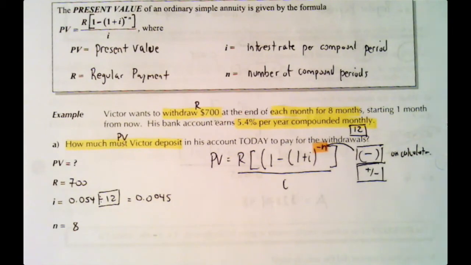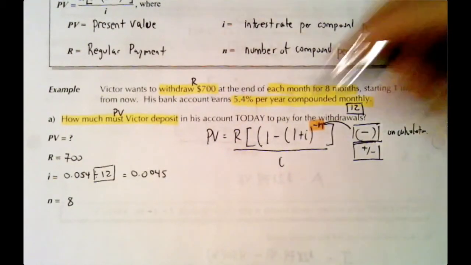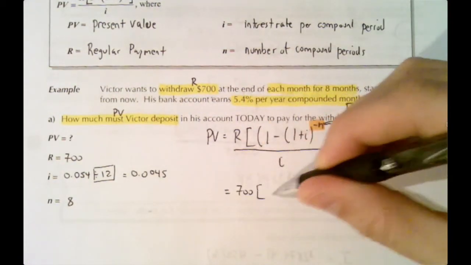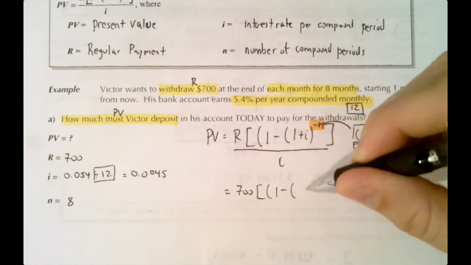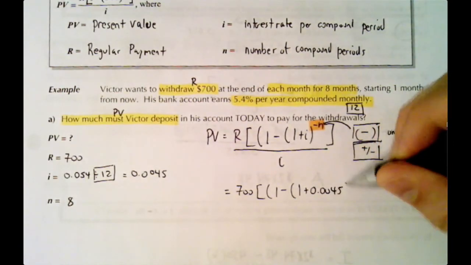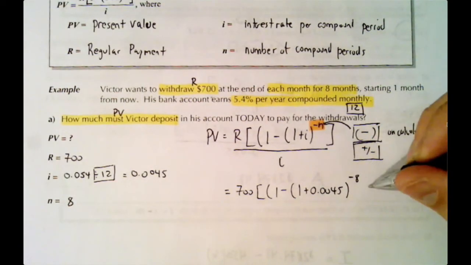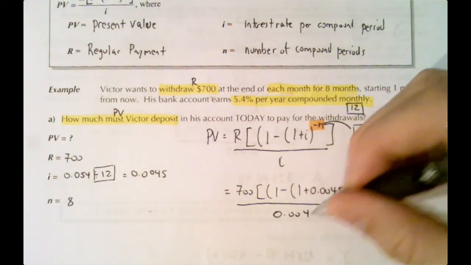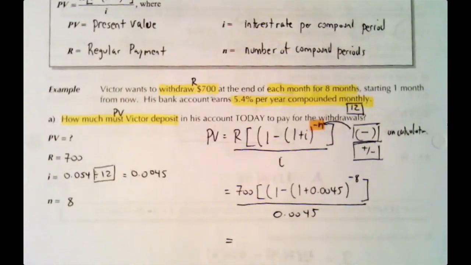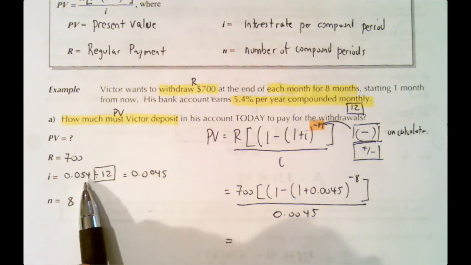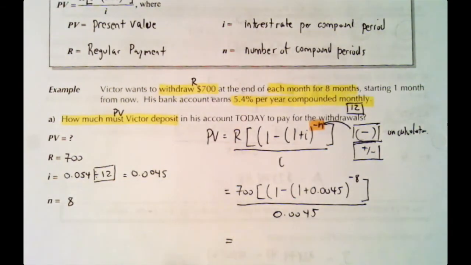All right, let's fill in what we know and calculate our present value and answer the question, how much does Victor have to deposit today? Well, 700, square bracket, round bracket, 1 minus, round bracket, 1 plus 0.0045, negative 8 is our exponent, close bracket, all over 0.0045. The biggest mistakes I see when people do these questions is I. They get the wrong I. They either use 0.054 or they forget to make it a decimal and they use a percent, which is wrong.